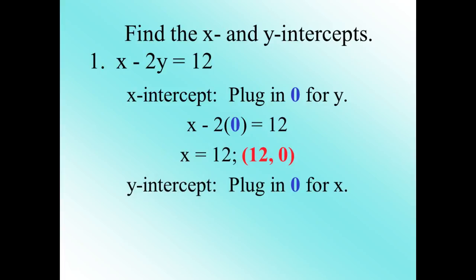The y-intercept, to find that, we will plug in 0 for x and then divide both sides by -2, and y is equal to -6. So that means the y-intercept is located at 0, -6. In other words, x equals 0, y equals -6 is the y-intercept.